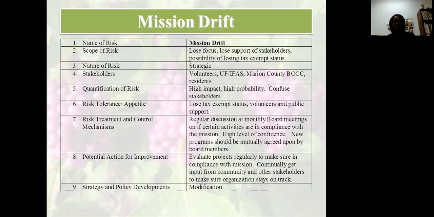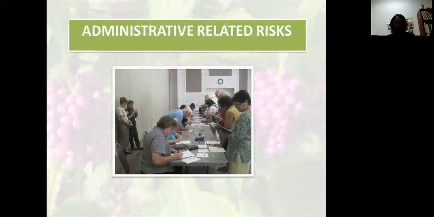So for us, we have regular discussion at our board meetings on whether or not certain activities help us to achieve the mission of the organization, and we have a high level of confidence in that. And we continually evaluate our programs to make sure that we're in compliance with the mission of the organization. And so modification is a strategy for dealing with this.